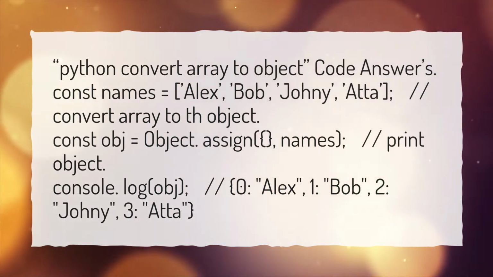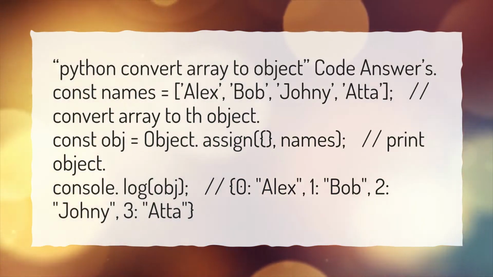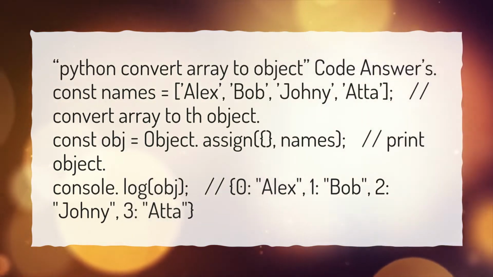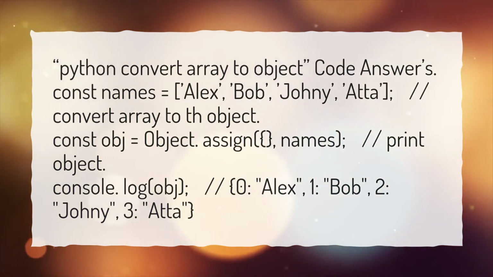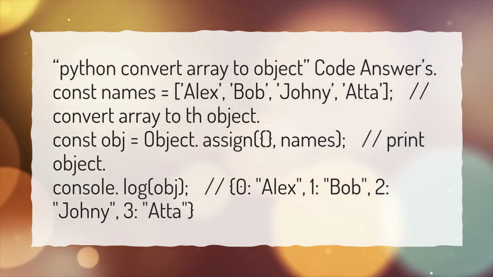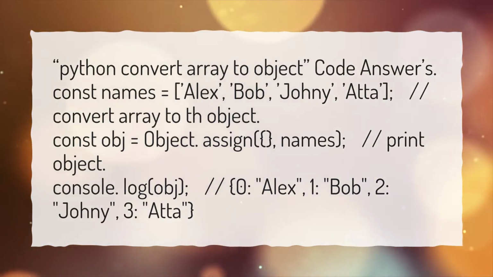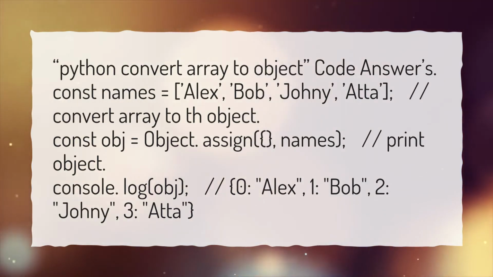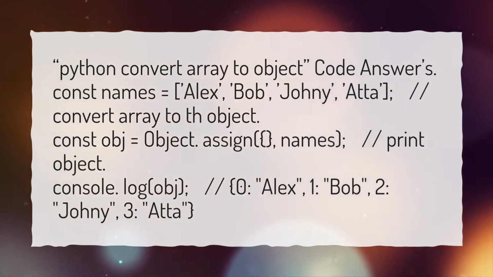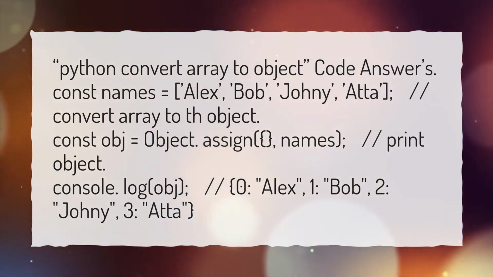const names = ['Alex', 'Bob', 'Joni', 'Ada']; Convert array to the object. const obj = Object.assign({}, names); Print object. console.log(obj) gives 0: Alex, 1: Bob, 2: Joni, 3: Ada.